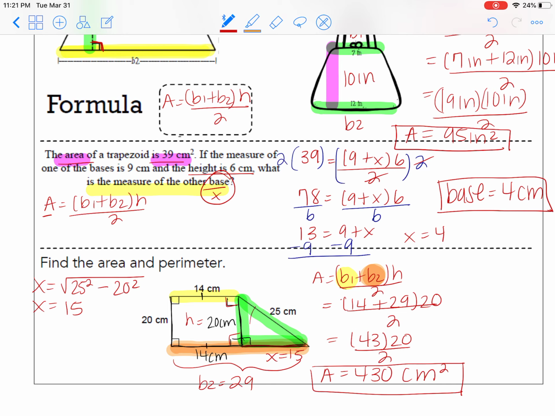All right, class. So, once again, just like we have been doing in the previous lessons, anytime a dimension is not given to us, we need to figure out a way to find that missing dimension. If we're missing the base or if we're missing the height, we know that we have to use either the Pythagorean theorem or sometimes special right triangles.